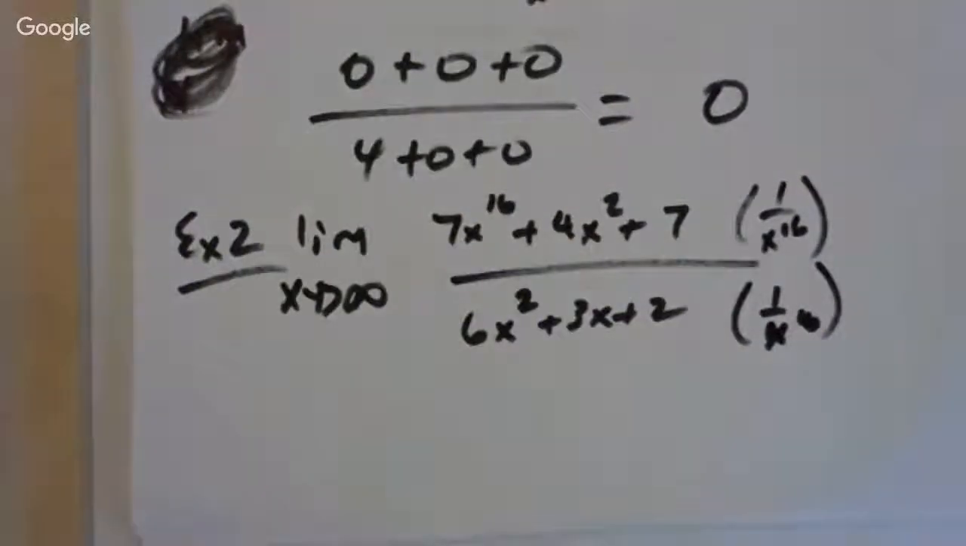Let me ask you a question, though. What's really the only thing that matters on the top? 7x. What's really the only thing that matters on the bottom? Okay, why are we showing this? Because it's for your response. We got to show our process of how we got this answer.